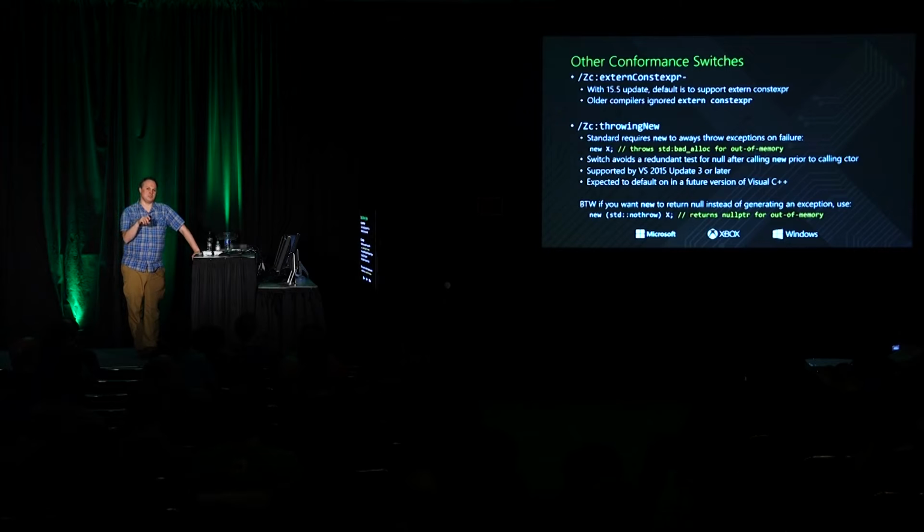There's actually a switch that they're going to eventually turn on by default, where you can tell the compiler, hey, just stop doing that extra test for null. It's completely pointless. And that's the /Zc:throwingNew one. That's actually been around since 2015 Update 3, but it's still off by default, although they expect to flip that at some point.